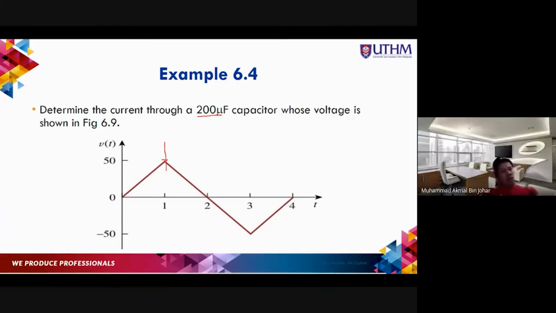So from 0 to 1, because you can see here, 0 to 1 is one straight line, so you can get the equation y equals mx plus c.